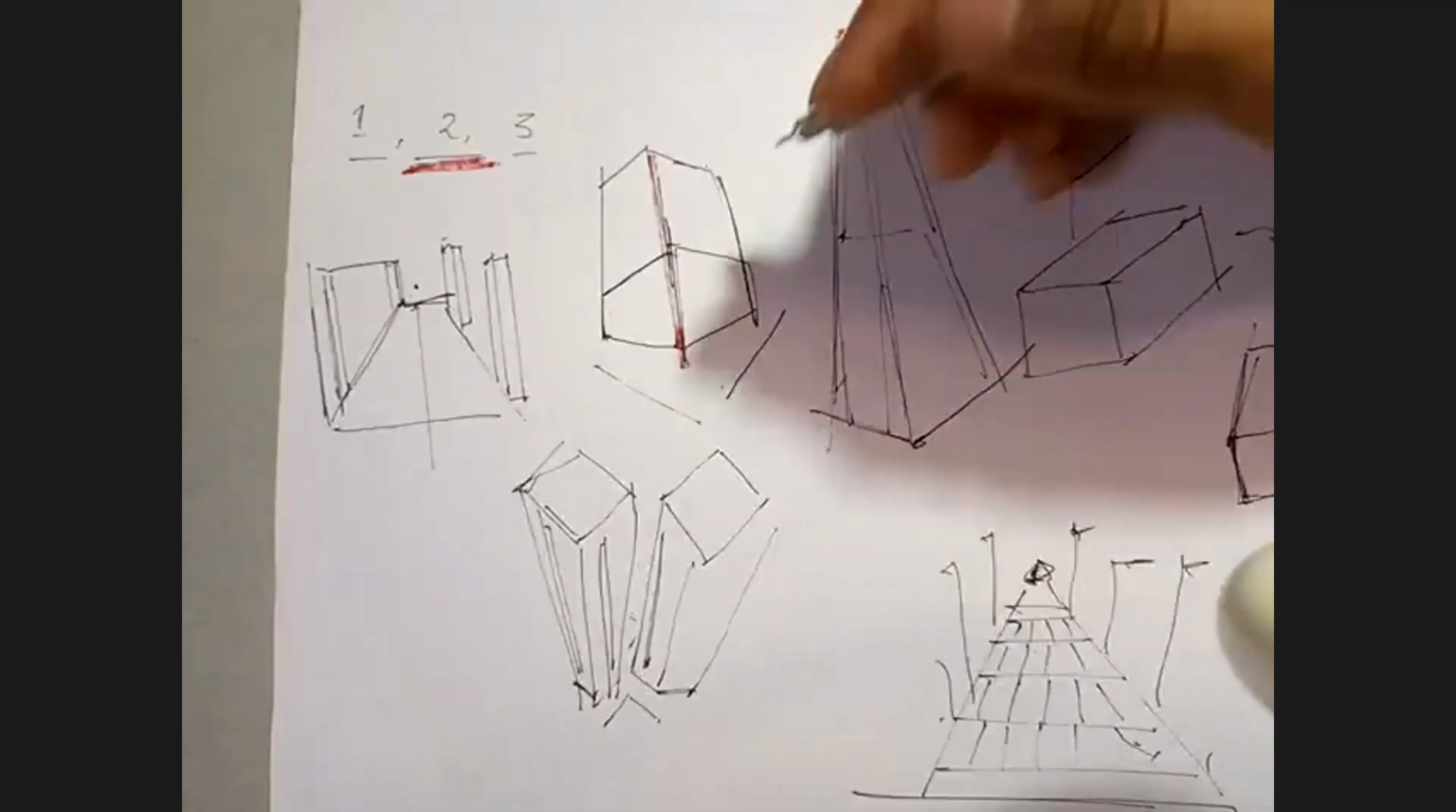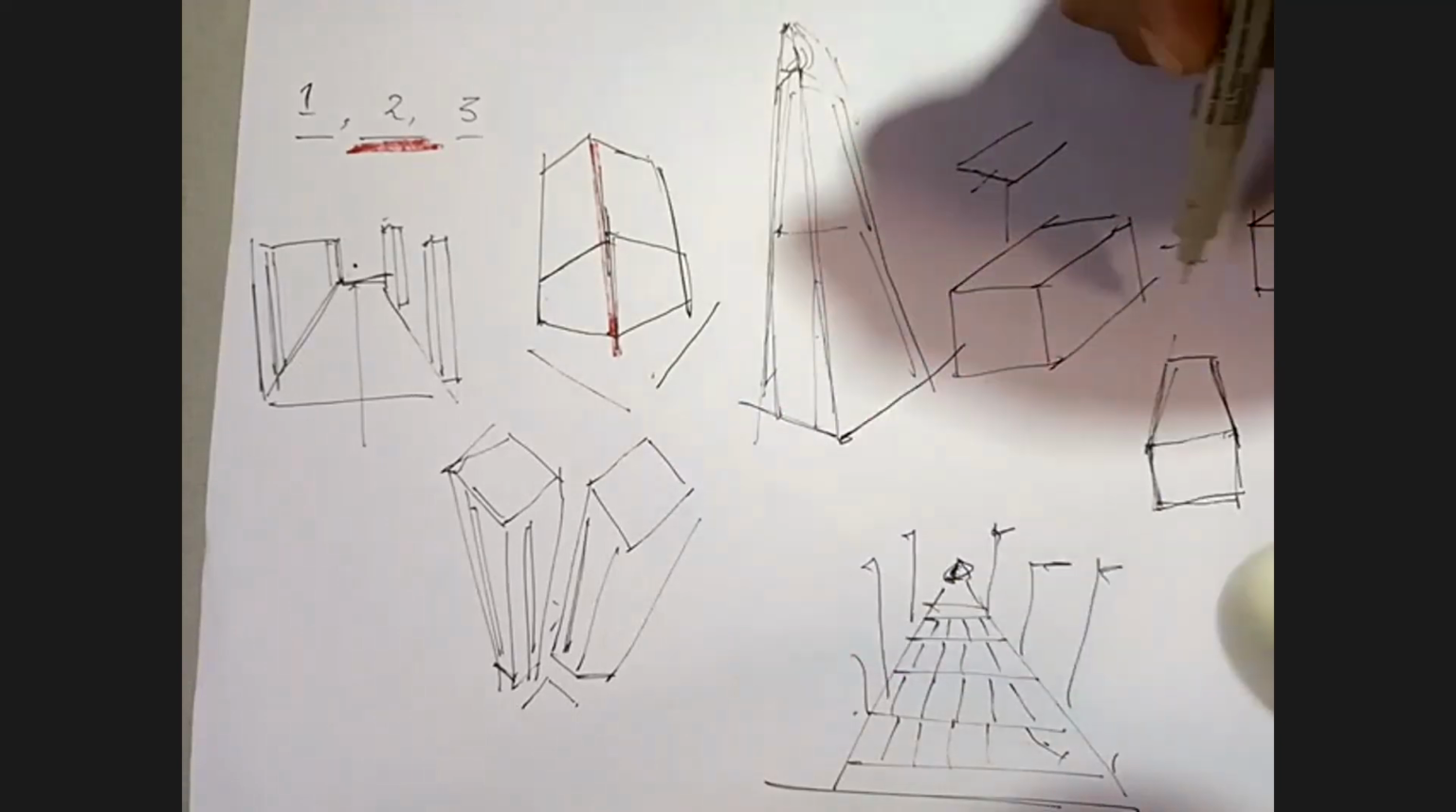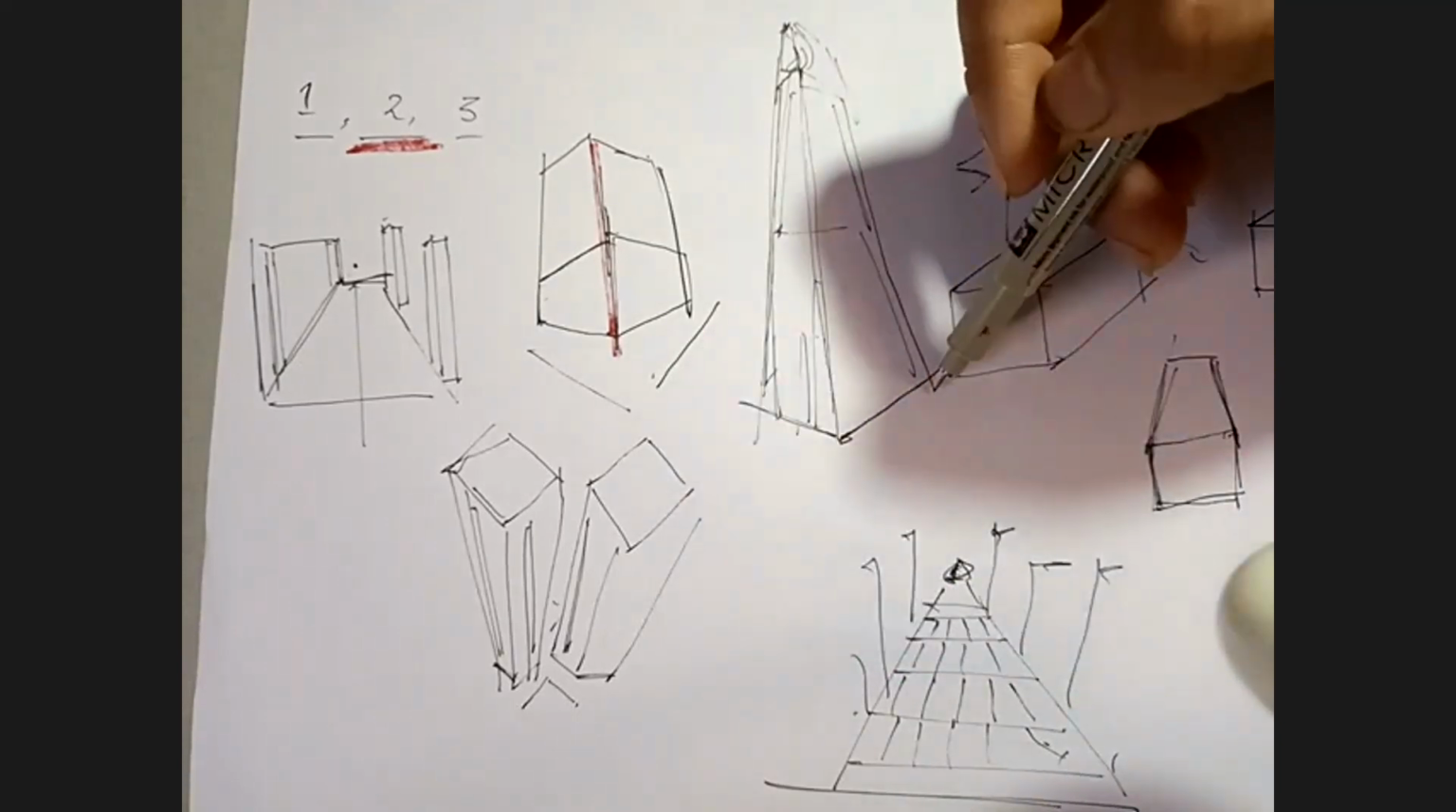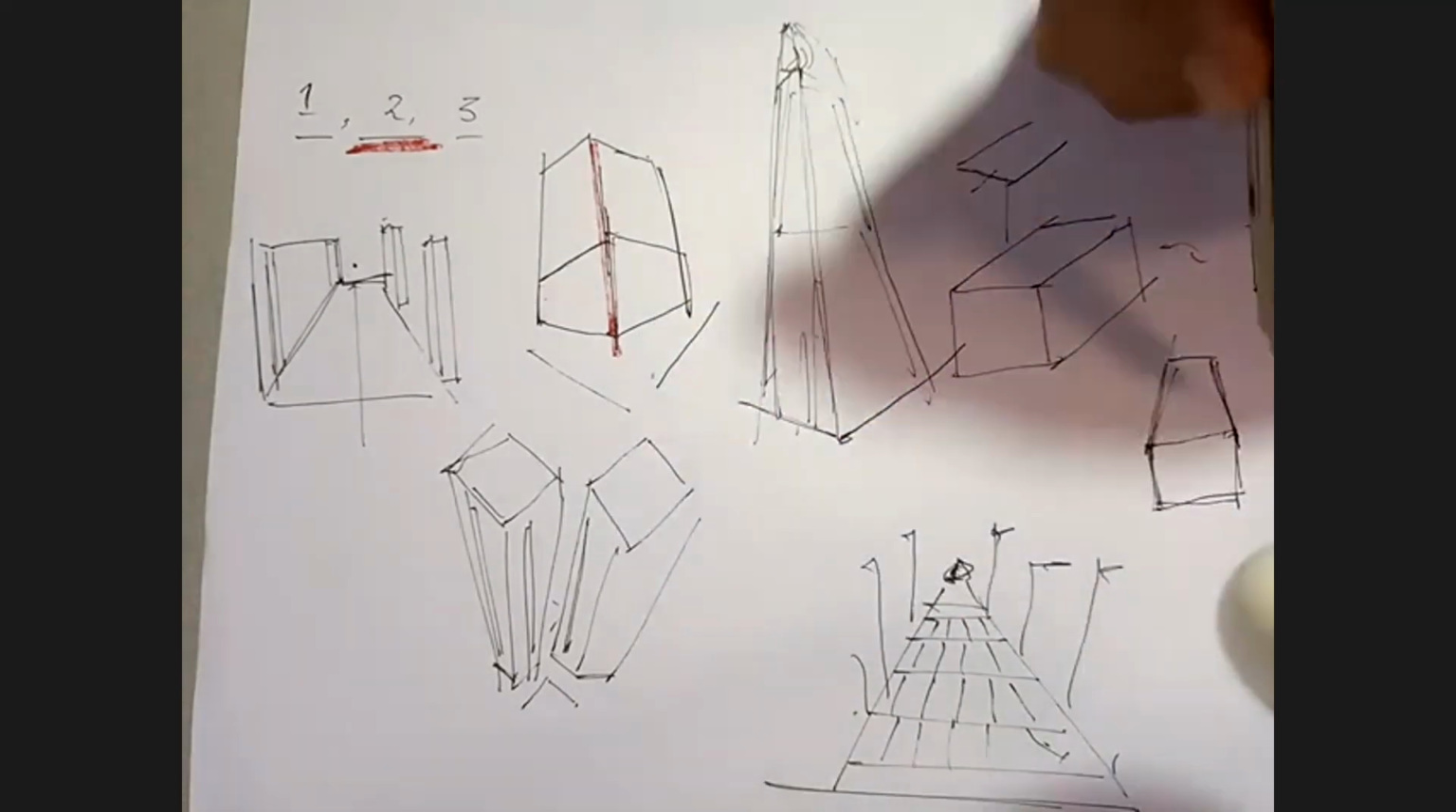Okay, while this is called worm's eye view, this is called a bird's eye view, also known as aerial perspective.